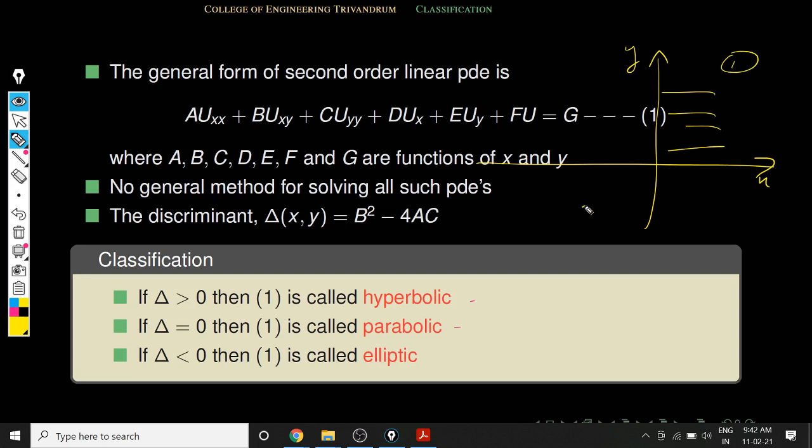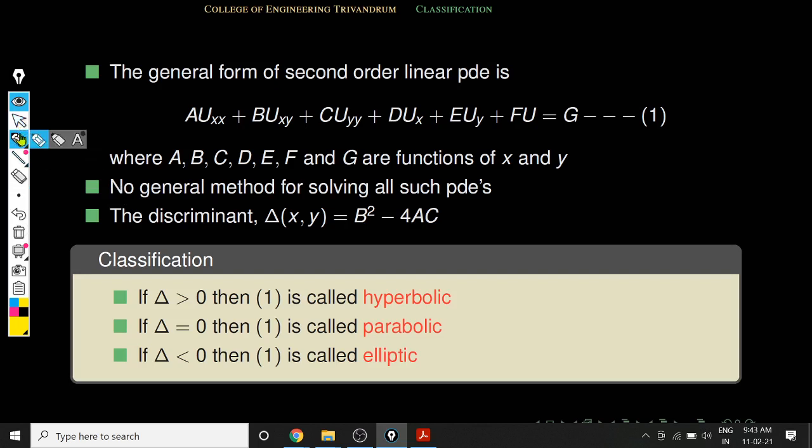Maybe in this quadrant it may be parabolic, because delta is not a constant, delta is a function of x and y. So delta may be positive, negative, or whatever, depending on the choice of x and y. So the behavior of a given PDE may be different in each quadrant, depending on the points. Anyway, we have three types of PDEs.